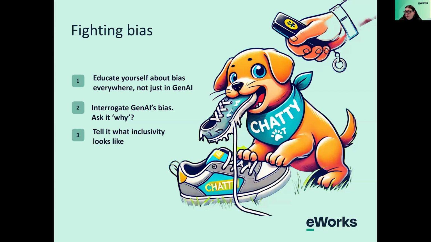As instructional designers, part of our job is to make learning for everyone. So we should investigate these biases in ourselves. Interrogate Gen AI bias, like ask it why it won't make something or why it has made a certain choice. Every question you ask Chatty gives you insight into how it sort of sees the world. And then tell it what inclusivity looks like. So ask it for representations of gender, ask it for representations of ability. However, if you do this, it can often lead to stereotypical material, so be aware of that as well. Those are my best tips.